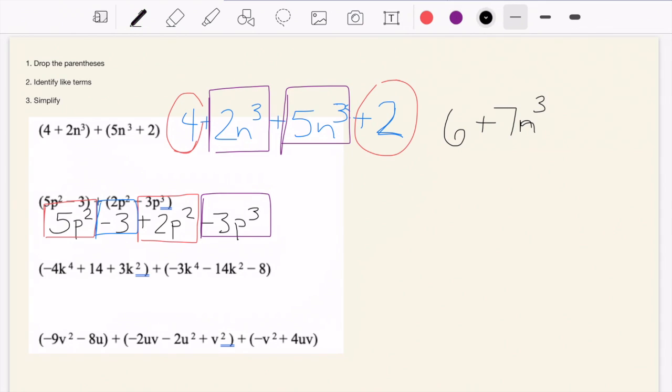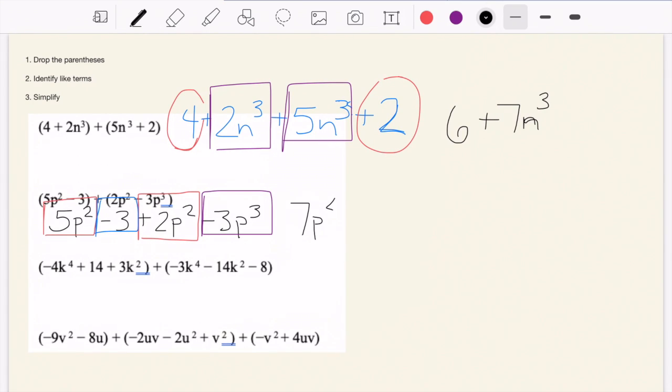And then we have negative 3p cubed. So we're going to go ahead and now combine our like terms. That's our third step, we're simplifying. So we have 5p squared, and we're looking for any more red boxes. So 5p squared plus 2p squared. 5 plus 2 gives us 7p squared. Then we have negative 3. Nothing goes with negative 3. And then we have negative 3p cubed.